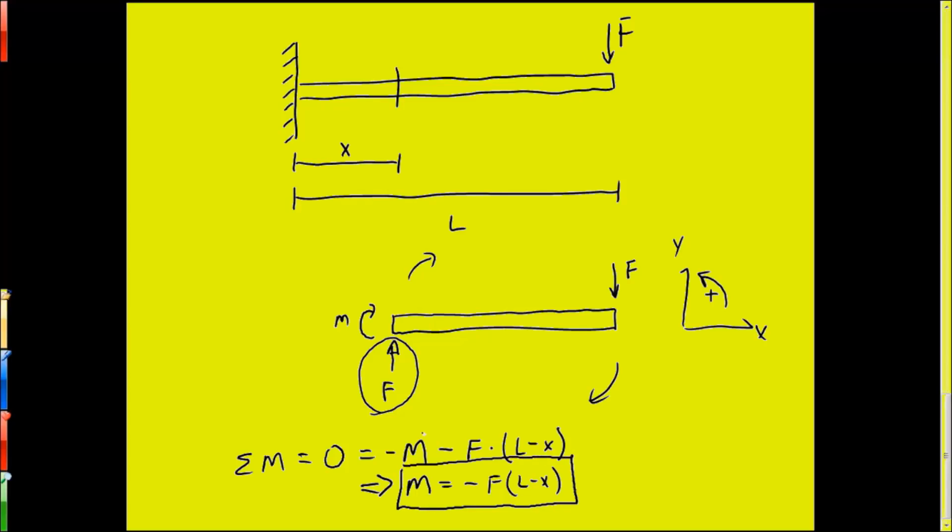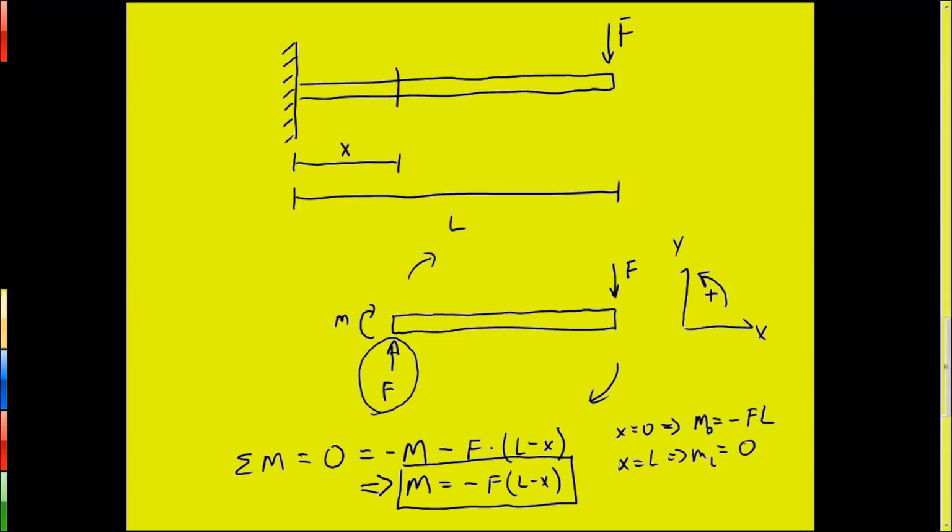So that means, for example, at x equals 0, that is, at the wall, the moment is equal to minus F times (L minus X), but X is just 0 at that point, and so we get the moment is equal to minus FL. At x equals L, where we're actually applying the force, the moment at L is equal to 0, because L minus X is equal to 0, and that makes sense because there's no moment at the point through which the force happens to be acting.